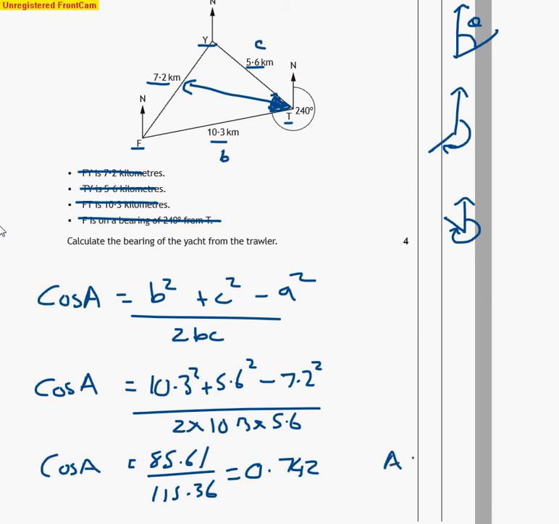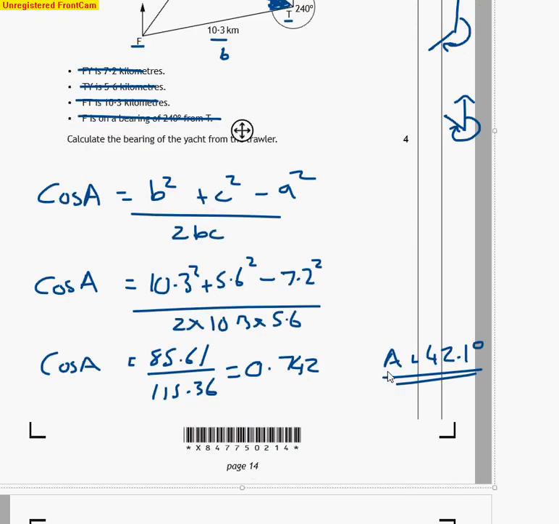So A is equal to 42.1 degrees. Again, I would have done another line of work and said A is equal to cos to the minus 1, just to show the working, but I don't think I've got any space to do it now. I would show that. But yes, we get 42.1.